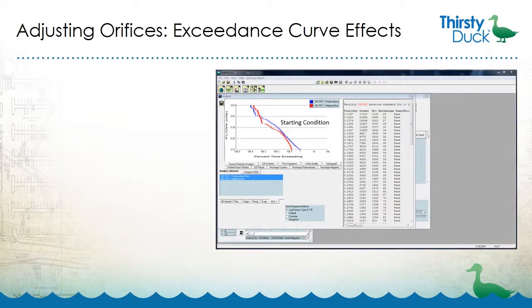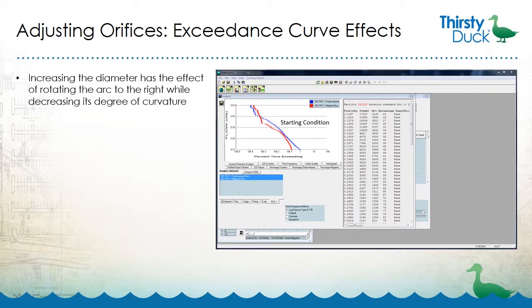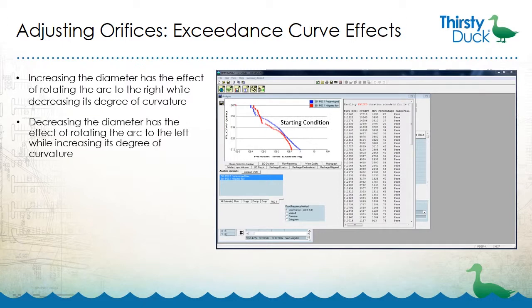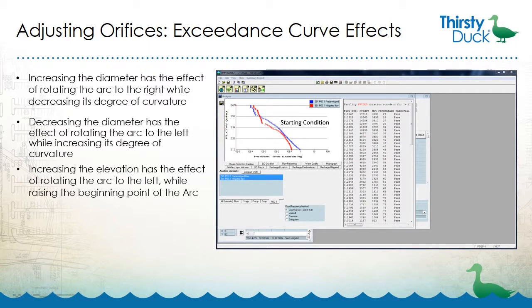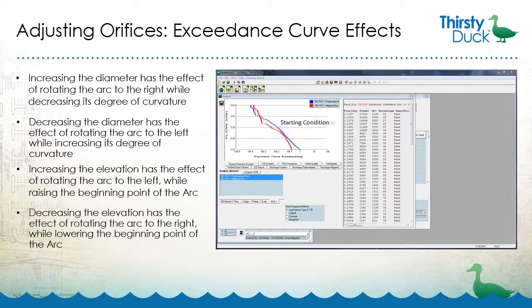Increasing the diameter has the effect of rotating the arc to the right, while decreasing its degree of curvature. Decreasing the diameter has the effect of rotating the arc to the left, while increasing its degree of curvature. Increasing the elevation has the effect of rotating the arc to the left while raising the beginning point of the arc. Decreasing the elevation has the effect of rotating the arc to the right while lowering the beginning point of the arc.